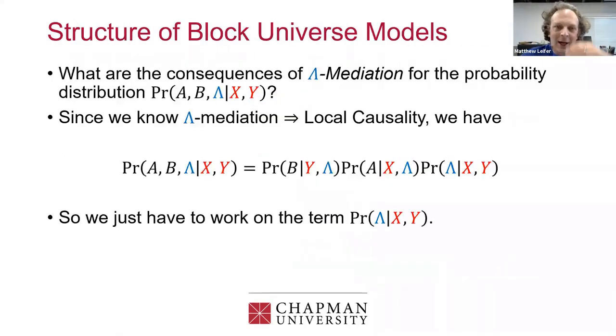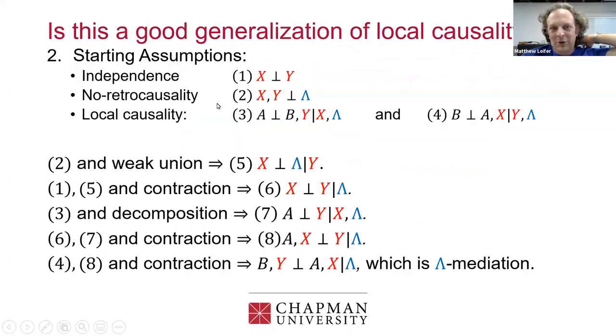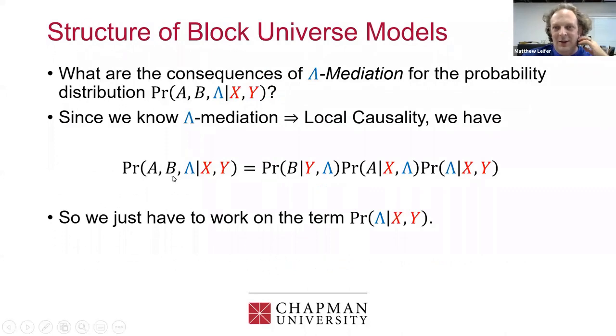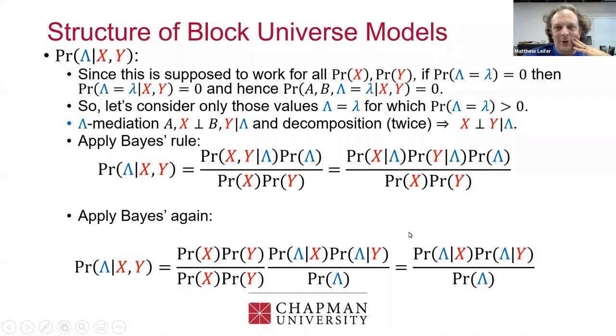All right, so now we want to know what are the consequences of lambda mediation for the structure of the probability distribution. Since we've already proved that lambda mediation implies local causality, we know that we can decompose the probability distribution like this, only that we don't have measurement independence. But the point is that lambda mediation now has consequences for this term. It's not just a general lambda given xy anymore. So how do we derive that?